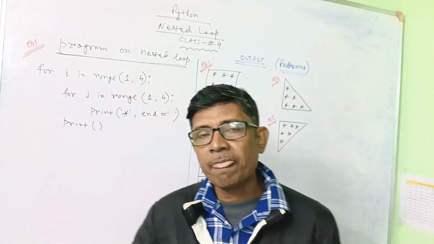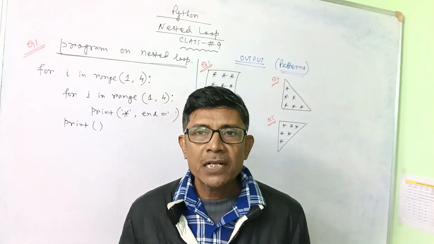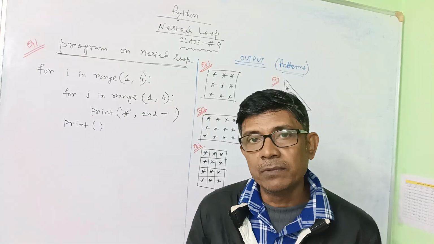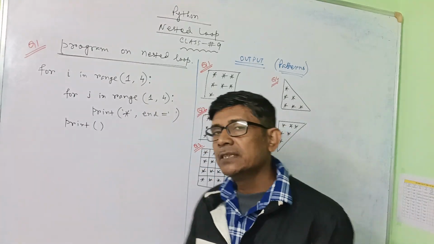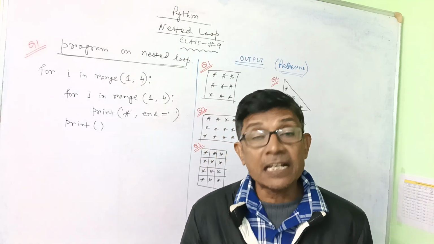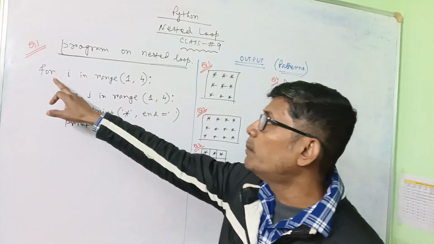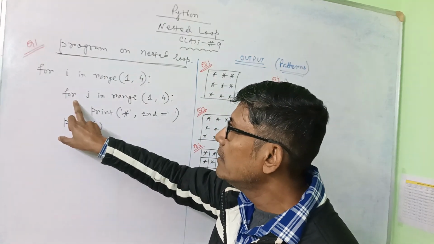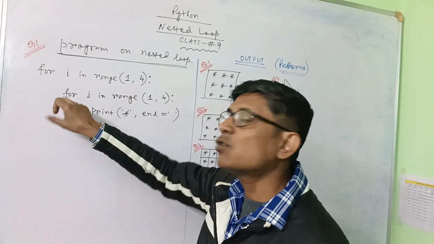You already have seen that I have explained only the single loop, and now today my topic is nested loop. You can see that I have written one sample program. What is the nested loop actually? A loop inside another loop is called a nested loop. Means if you write a loop here, but this loop is inside another loop, this is called nested.